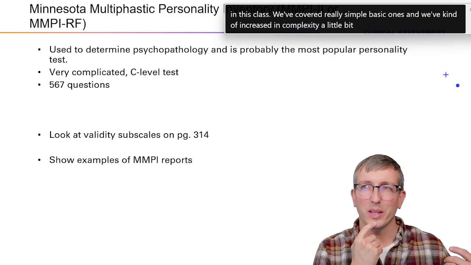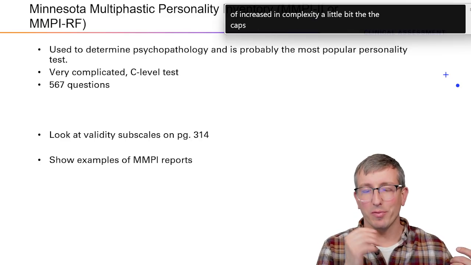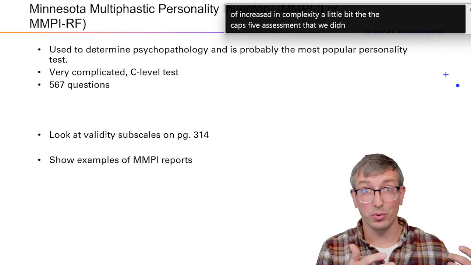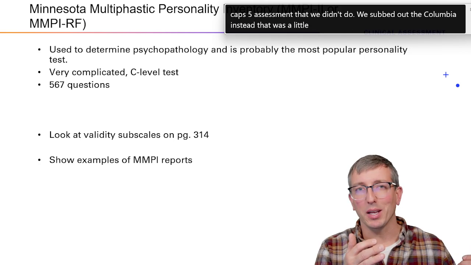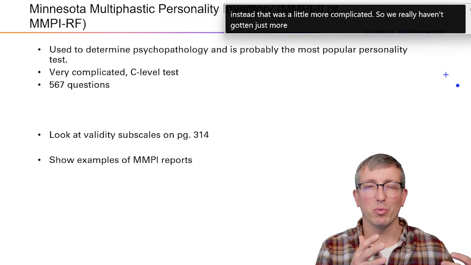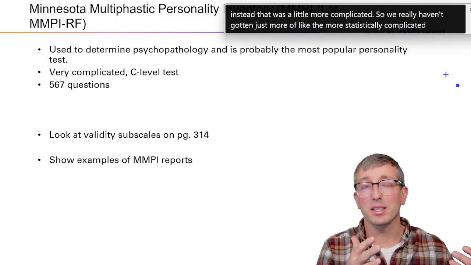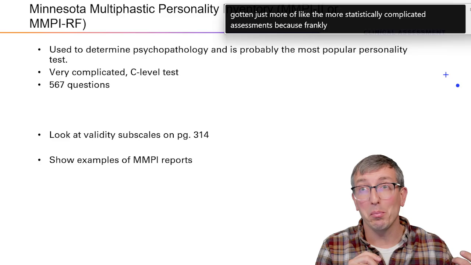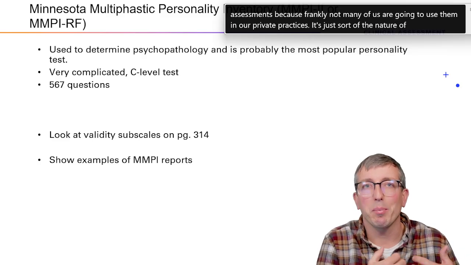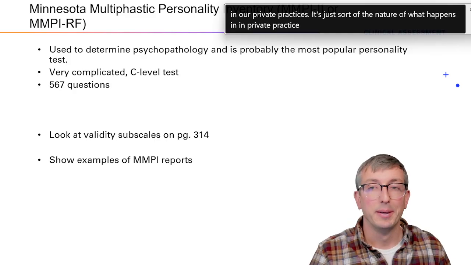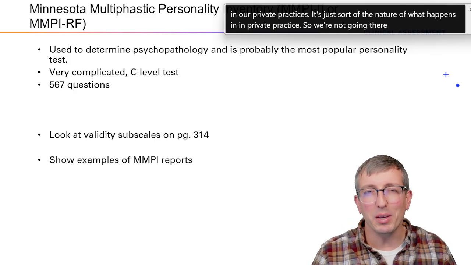In this class, we've covered really simple, basic ones, and we've increased in complexity a little bit. The CAPS-5 assessment that we didn't do, we subbed out the Columbia instead. That was a little more complicated, so we really haven't gotten into the more statistically complicated assessments because, frankly, not many of us are going to use them in our private practices. It's just the nature of what happens in private practice. So we're not going there, but it would be helpful to see that.